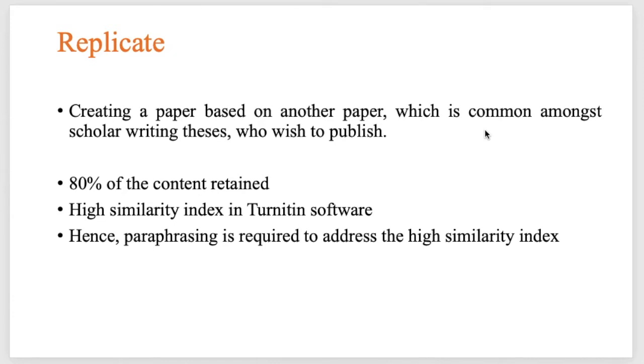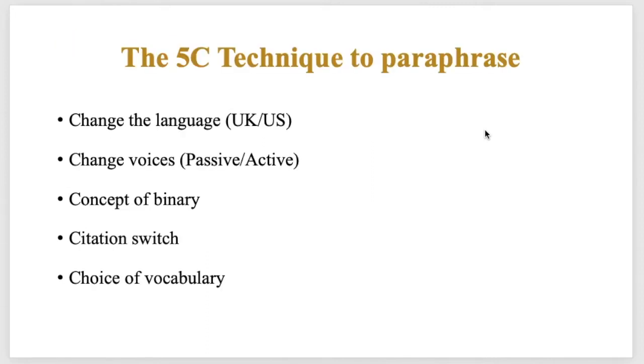As I said, replicate is creating a paper based on another paper, which is common among scholars writing theses who wish to publish. 80% of the content is written, with a high similarity index in Turnitin software, so the paraphrasing is required to address the high similarity index. So why do we do paraphrasing? Number one is poor English, number two is copy paste and the similarity index in Turnitin, and number three is if we are replicating a previous research.